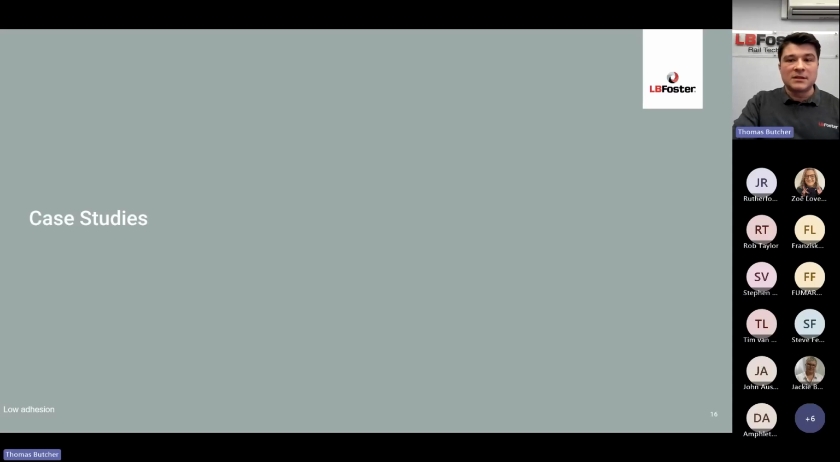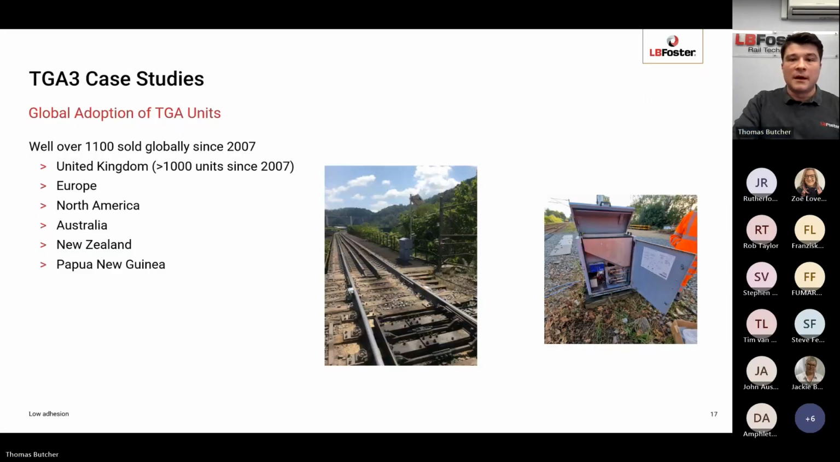So now we're going to look at some case studies. TGAs have been used globally for almost 2 decades, with well over 1,100 units sold since 2007. They're predominantly used in the UK, which has over 1,000 units installed, though they have been installed across Europe, North America, Australia, New Zealand, and even Papua New Guinea.